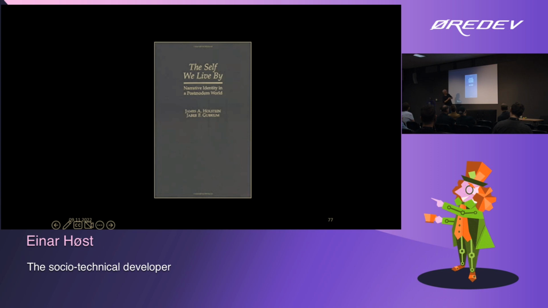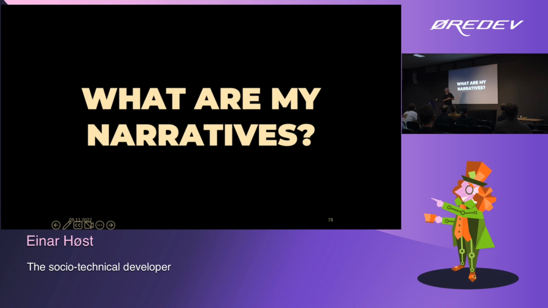There's another interesting book. There's this horrible picture, unfortunately. It is the only one I found online. It's a book called The Self We Live By, which talks about our notion of self and how that's evolved over time. I recommend reading that. But okay, so what are these narratives? Fundamental narratives about myself, things that I believe in.